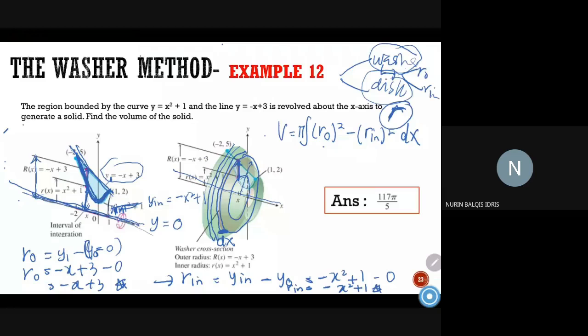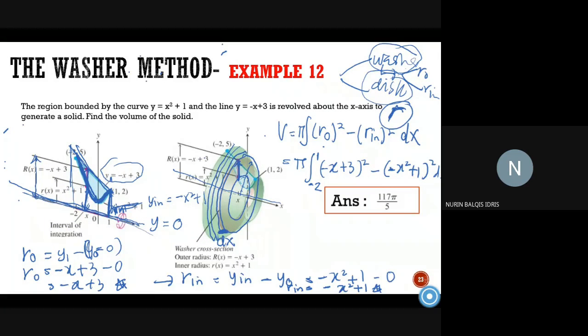Kita nampak here, region is from 1 to negative 2. Okay, from 1 to negative 2. Pening sangat ada ni. Banyak saya conteng kat sini nampak. Okay, from 1 to negative 2. So integration pi from negative 2 to 1. So your r out is negative x plus 3 square minus with your r in is negative x square plus 1 square dx. Right? Okay, so hopefully all of you can digest lah this part.